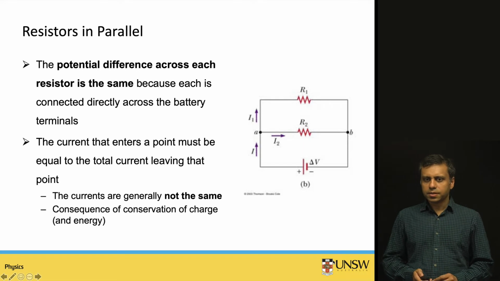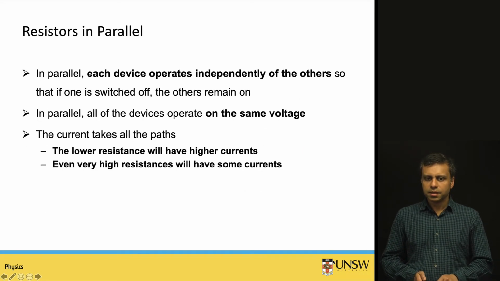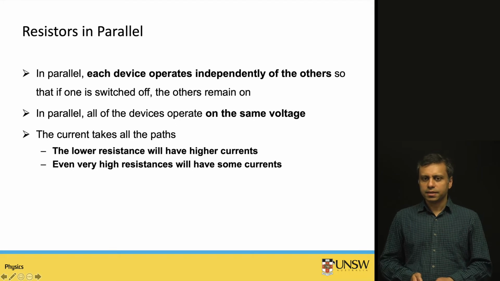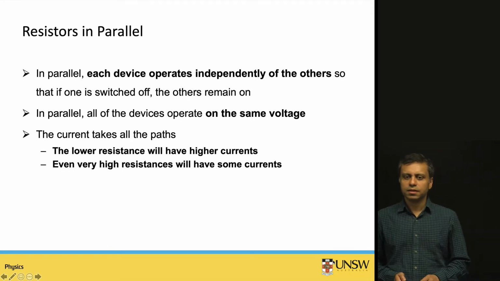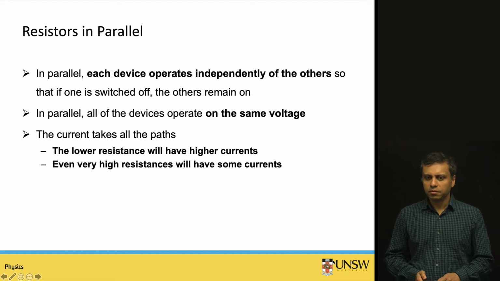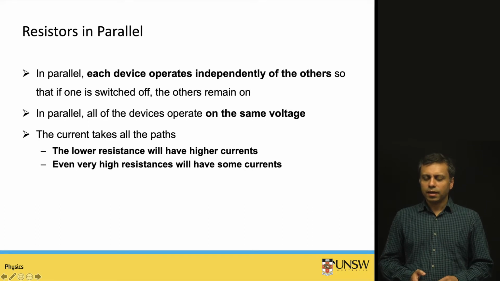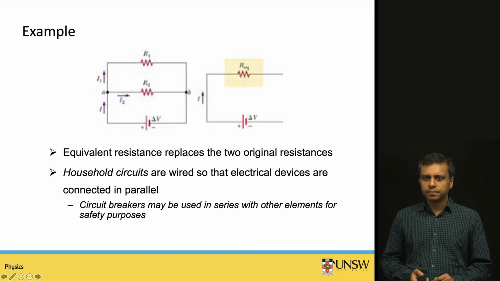Also, because the current gets divided into the various paths, the lower resistance will have the higher current. The potential difference across all the resistances will be the same, and we know V equals IR. So if the resistance is higher, then the current will be lower, and if the resistance is low, then the current will be high. Even if the resistances are very high, they will have some current flowing through them in this configuration. In this case, you can also define an equivalent resistance for the parallel configuration of the resistances R1 and R2. We will show how to do this.